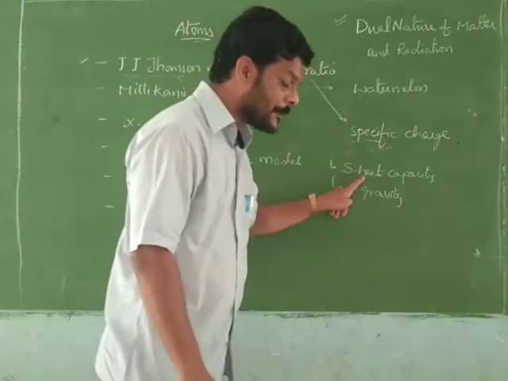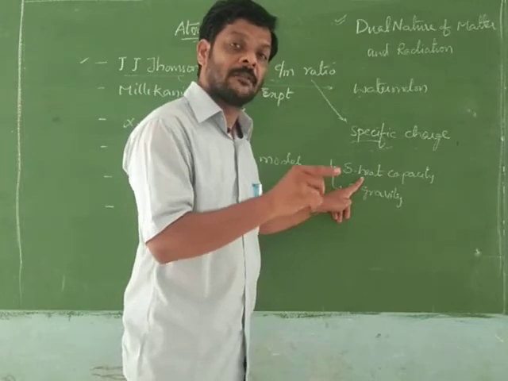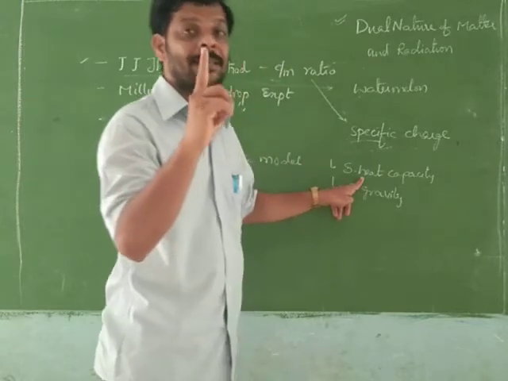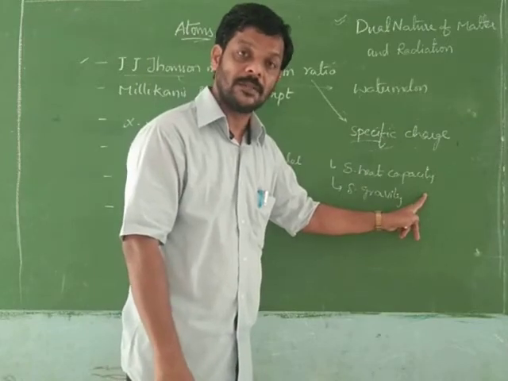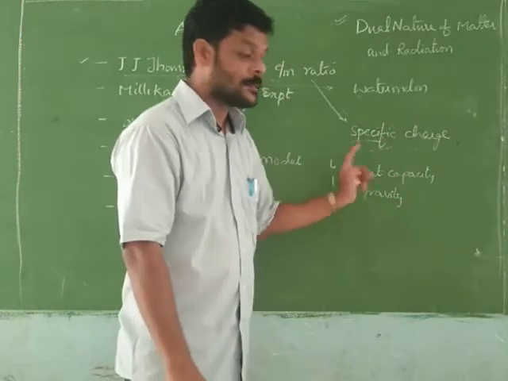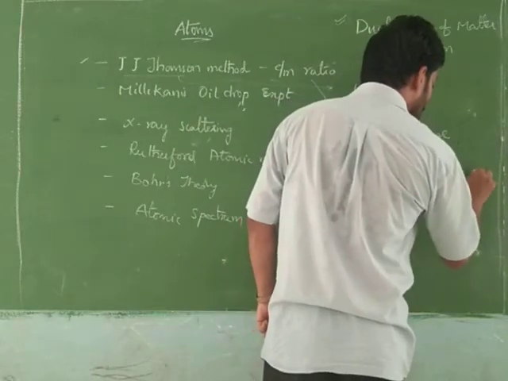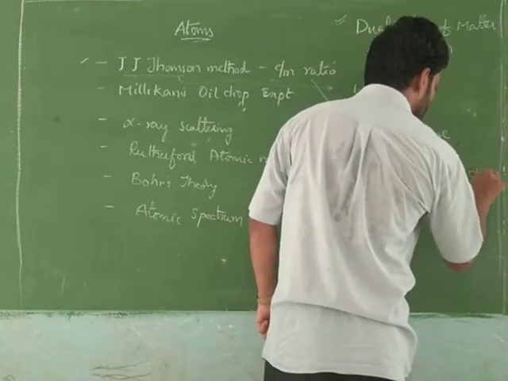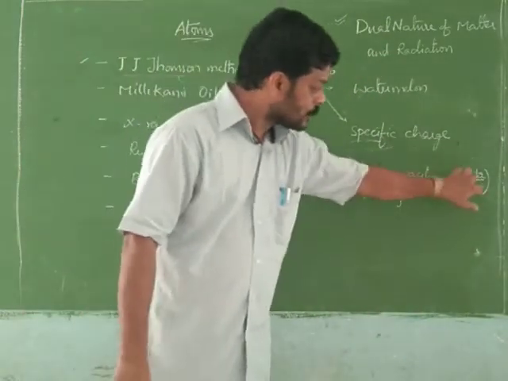Specific heat capacity means the amount of heat energy required to raise the temperature of 1 unit mass of the substance by 1 degree Celsius is known as the specific heat capacity, which means mathematically the specific heat capacity can be represented as 1 by m dq by dt. So the heat capacity dq by dt.